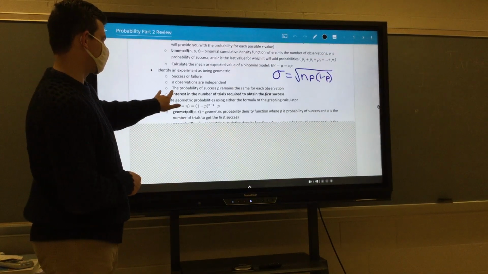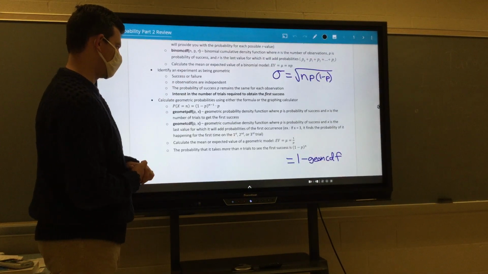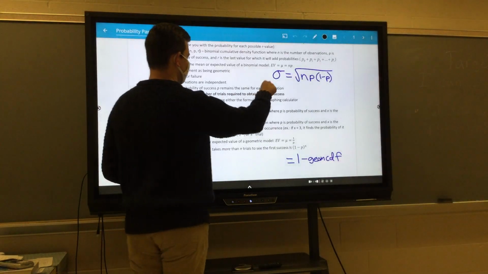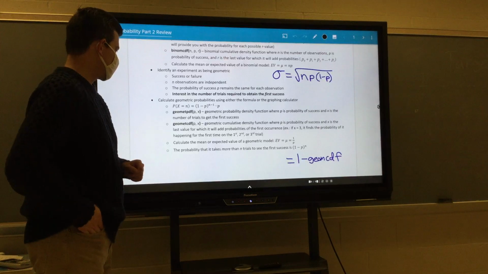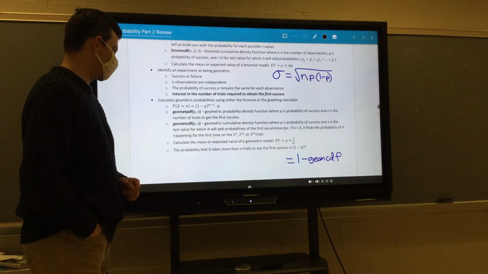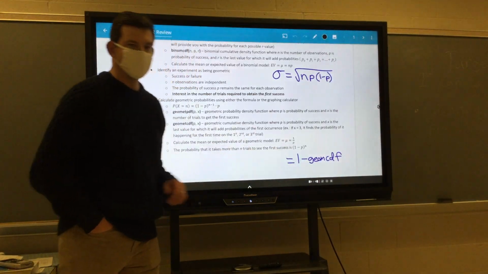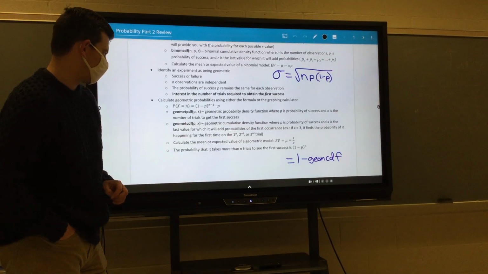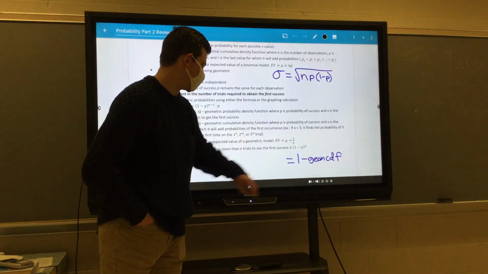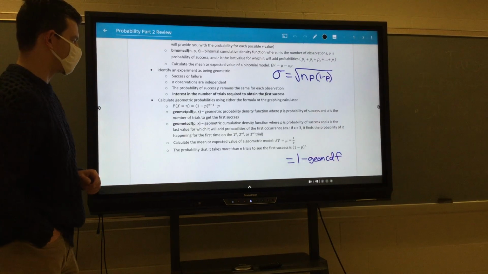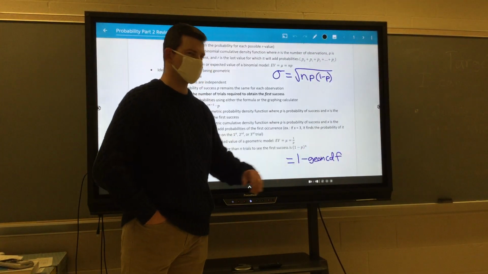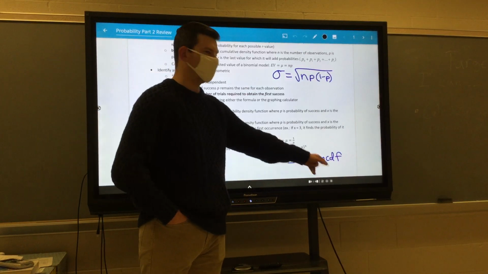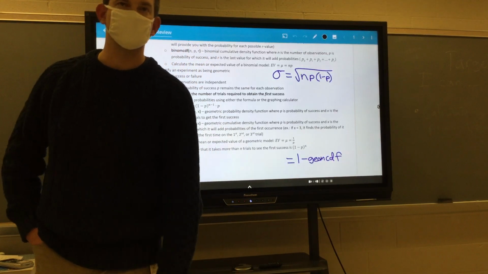And then what we talked about today, geometric. The only difference is you're interested in when that first success occurs. Here's the equation. Here are the commands for the calculator. Expected value or mean is 1 over p. And the probability that it takes more than n trials to see that first success is failure raised to the number of trials, or, as we just saw at the very end, 1 minus geometric CDF.